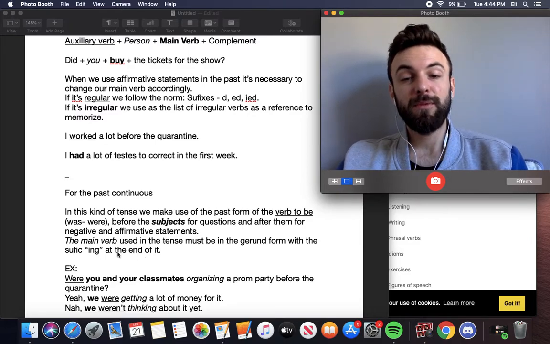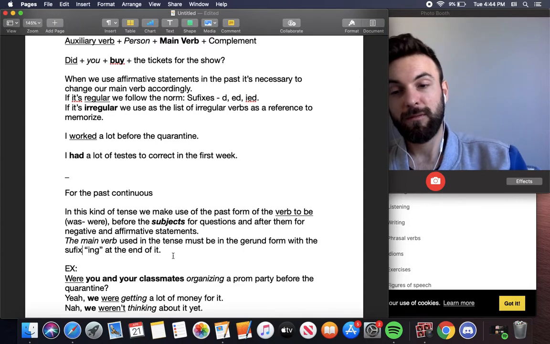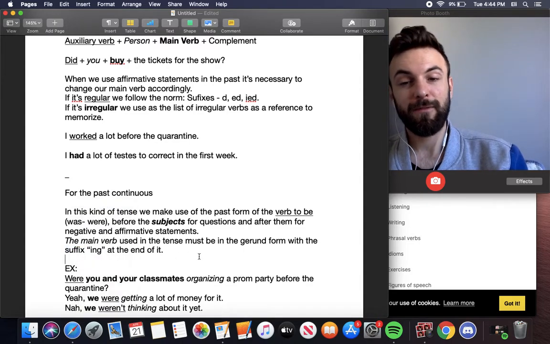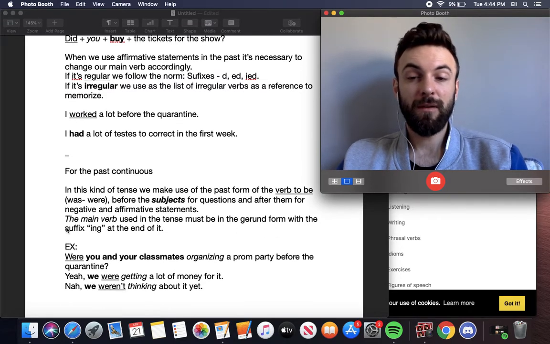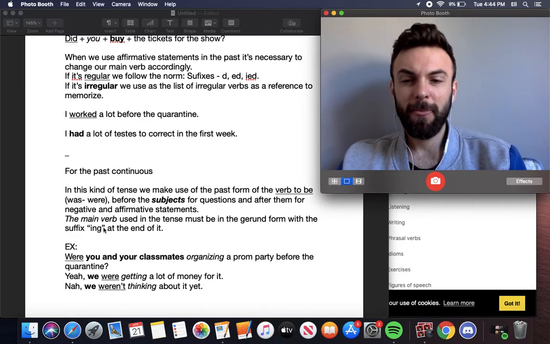The main verb used in this tense must be in the gerund form with the suffix -ing, which I wrote wrong here, and that's not the way we write suffixes, with double F. Thank you, pages. The suffix -ing is similar to indo, ando in Portuguese, right?